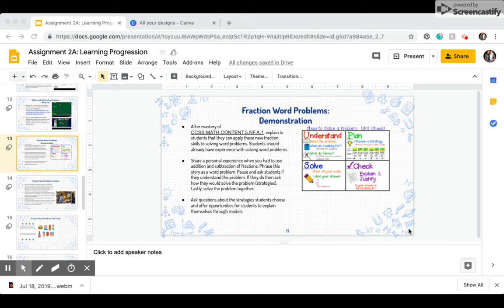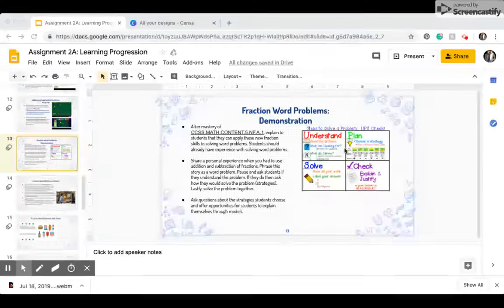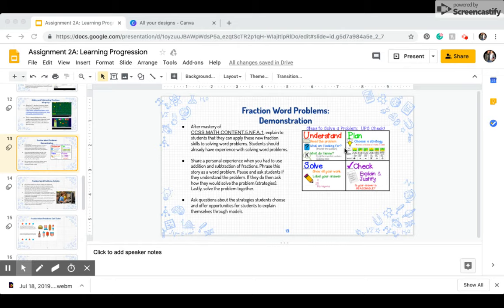But you don't want to just assume that they're all masters at this. So make sure that you do have a resource such as this anchor chart here, the UPS check: understand, plan, solve, and check, to explain the steps that we take to pull apart and solve word problems. When you're doing this, share a personal experience when you've had to use the addition and subtraction of fractions, kind of frame it within a story or a word problem, essentially.